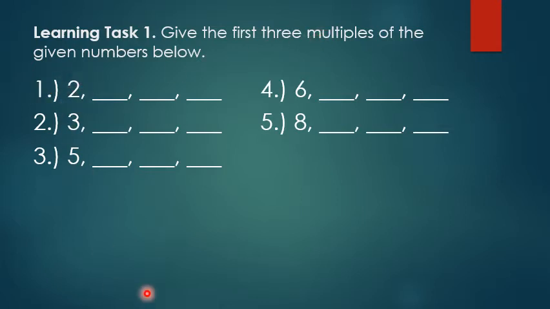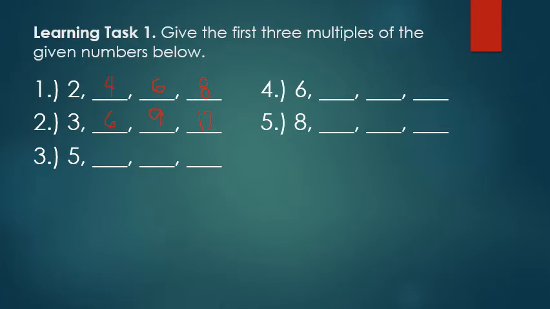For example, so meron tayo ditong 2. Skip counting natin siya. So, ano ba yung sunod sa 2? 2 plus 2 is 4, plus 2 is 6, plus 2 is 8. Di ba, pag nag-skip count tayo, 2, 4, 6, 8. Okay? Doon naman sa number 2, so 3. 3 plus 3 is 6, plus 3 is 9, plus 3 is 12. Ganun lang po kadali yung pag-skip count po dito or pagbibigay po ng mga multiples ng mga numbers.